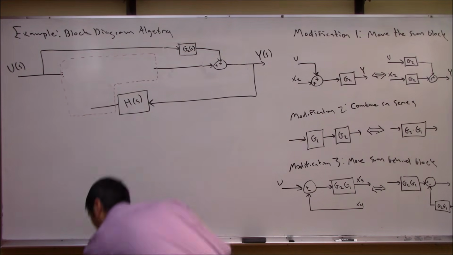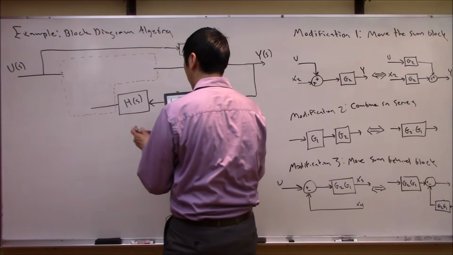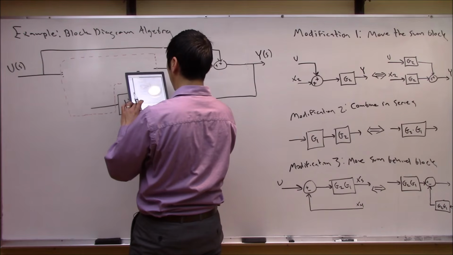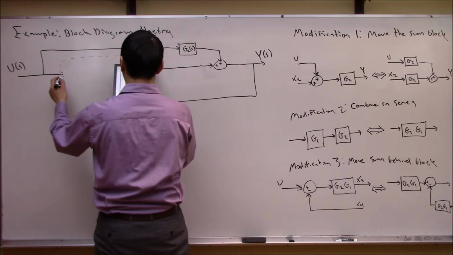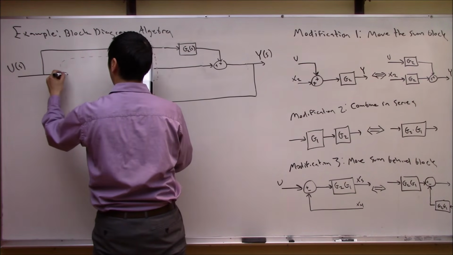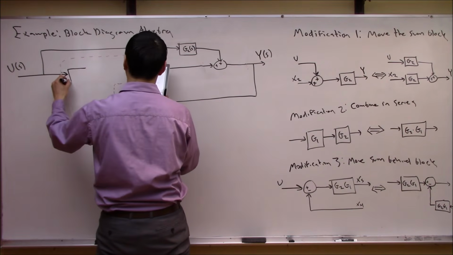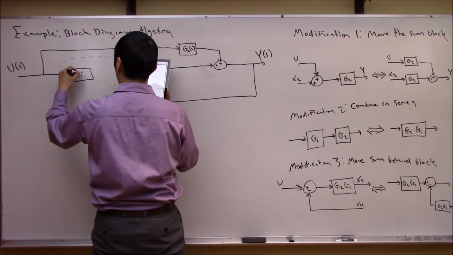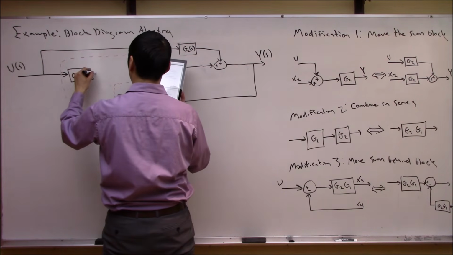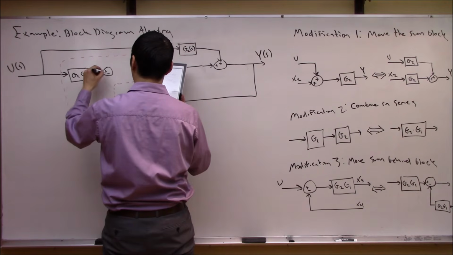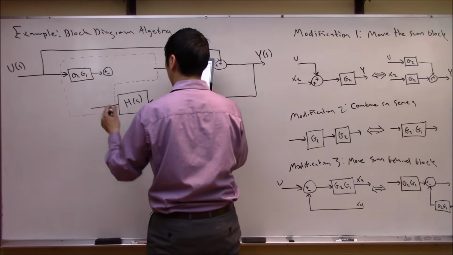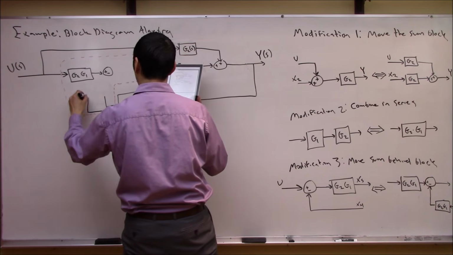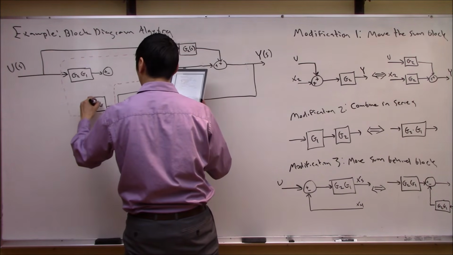Perfect. So what I can do now is redraw this thing. Coming in, we now have G2, G1, plus minus, and then, shucks, I think I'm running out of space. This is not going to be the prettiest thing in the world, sorry. G2, G1.